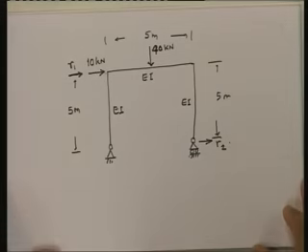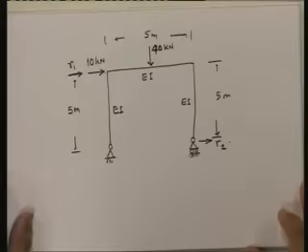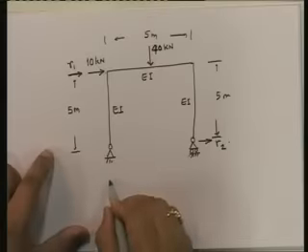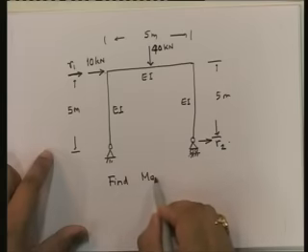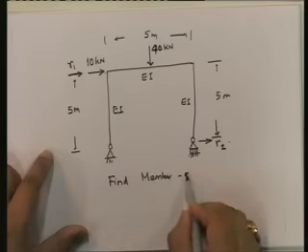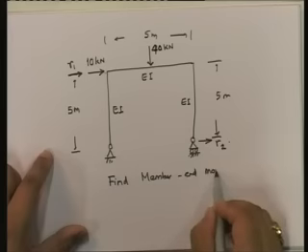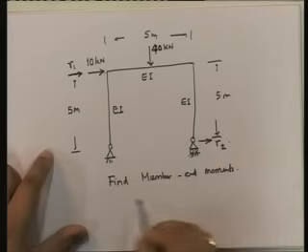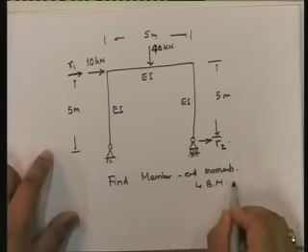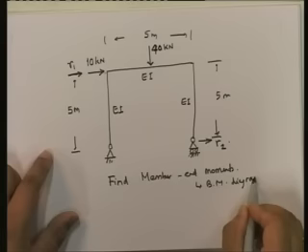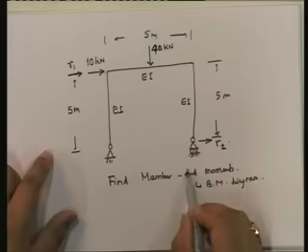Okay. So these are my two questions. How much does the top displace by, and how much does this? This is my overall statement. Therefore the question is: find member end moments. Once we find out member end moments, you can actually draw the bending moment diagram.